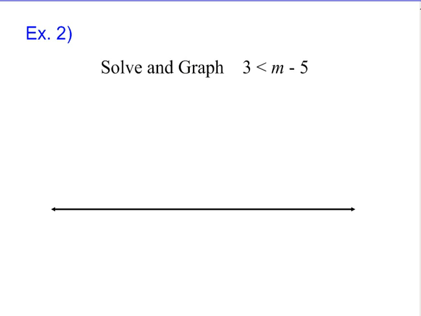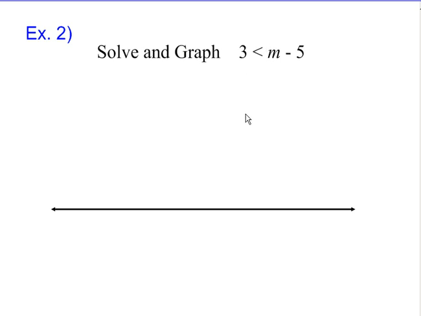I have a solve and graph, and this time I have 3 less than m minus 5. Now this is a little bit different, because the variable is on the other side. But that won't hurt us. We'll be okay with that. So I'm going to draw a line this time, and we're going to add 5 to both sides. Because again, we have to get that variable alone. We don't really care about other things. We just want to get the variable alone. Now, if the variable is on the right side, leave it on the right side. Okay, so 3 plus 5 is 8. Now, it would seem like we're done.